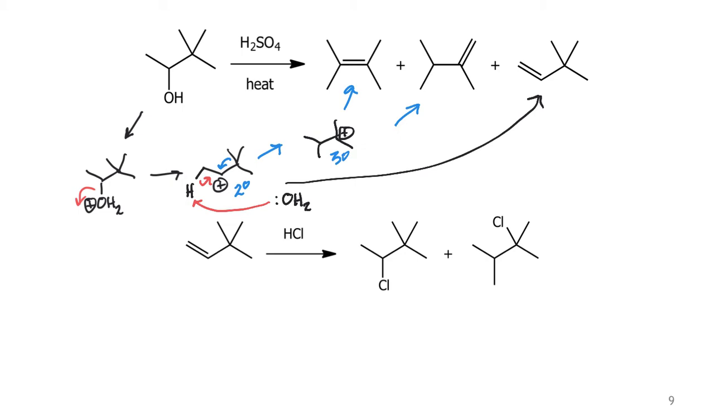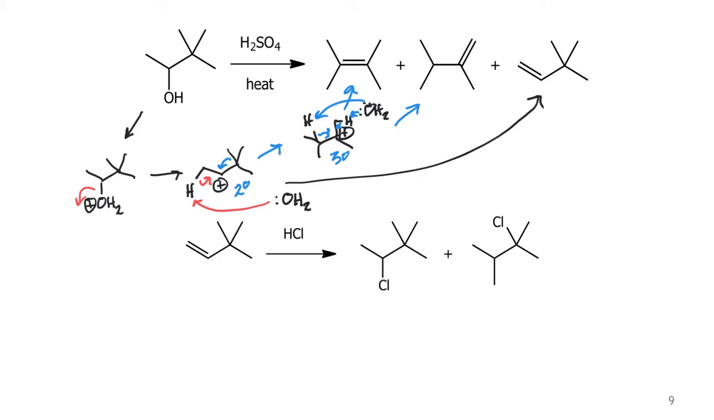And we need some base in the reaction mixture. Water is sufficiently basic to deprotonate a carbocation. And we either deprotonate at this methyl group or we deprotonate at that methine group. And so one of the reactions would occur this way, the other reaction would occur that way, and we produce the two products.